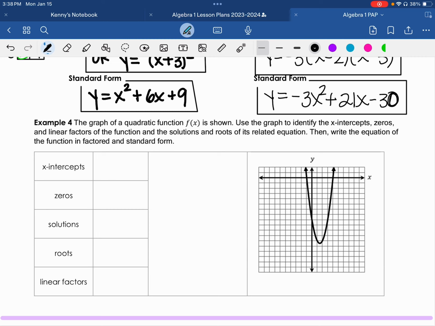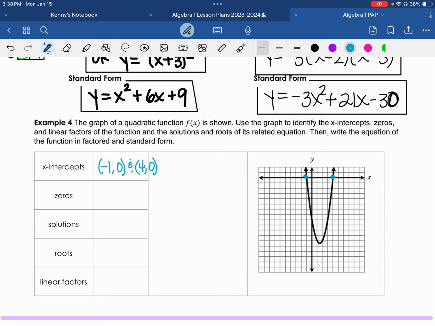I think I'll go ahead and write the factored form, and then maybe we can practice doing the standard form as well. All right, so let's start with our x-intercepts. They appear to be at (-1, 0) and (4, 0). Remember, I'm just counting, right? There's my 0. So 1, 2, 3, 4, and this one would be at -1.